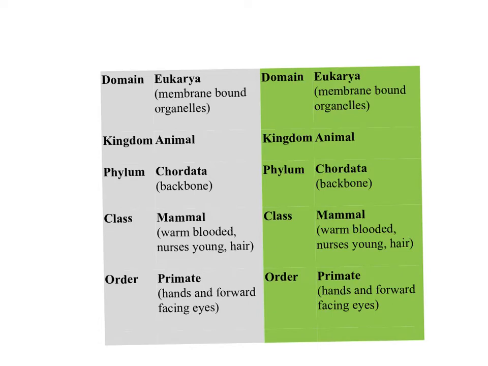On the left, it's a eukarya, which means it has membrane-bound cell organelles. So does the one on the right. They're both in the animal kingdom. They both have phylum Chordata, which means they have a backbone. They're both mammals, which means they're warm-blooded. They nurture their young. They have hair. Order, a primate. Primate means it has hands, like you and I have hands and fingers. And it has forward-facing eyes, which means they're not on the sides of their heads. So ours are in the front, so we can look forward. We can't see on the sides as much. Other animals have their eyes less centered and more outward.